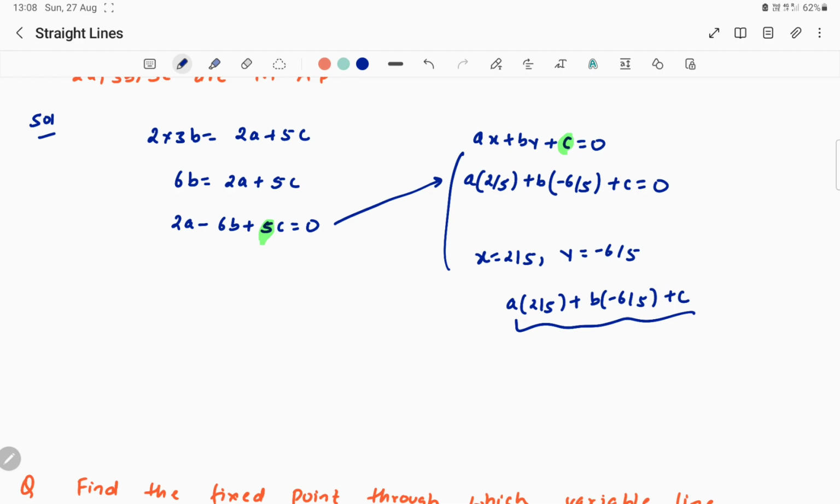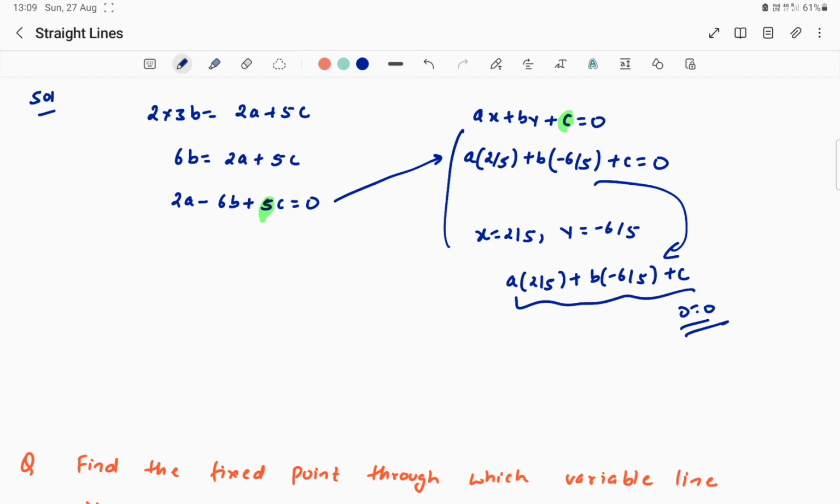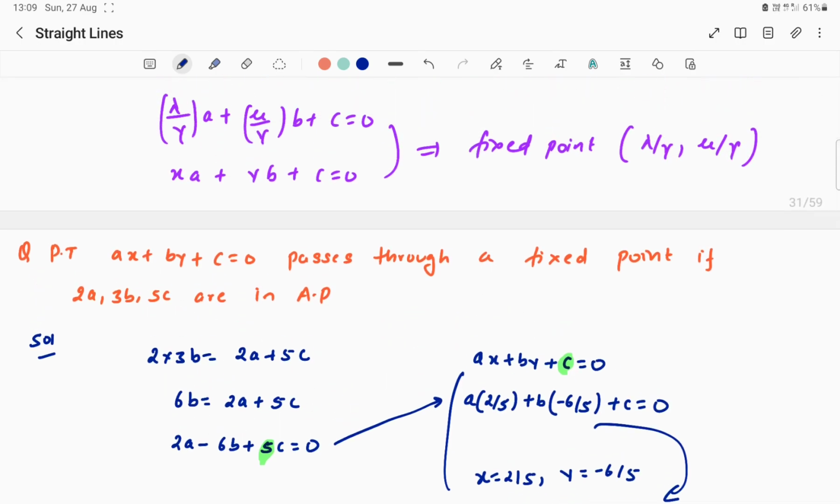And do you know this value? So answer is just from this equation I know this value is what? 0. So I got 0 is equal to 0. So when 0 equal to 0, it means what? That point lies on the line. Means what does it mean really is that irrespective of what is a value, b value, c value, this line, if it is satisfying this condition, is definitely going to pass through the point 2 by 5 comma minus 6 by 5. So what we will say, this equation is representing basically a family of lines and it is passing through the point 2 by 5 comma minus 6 by 5.